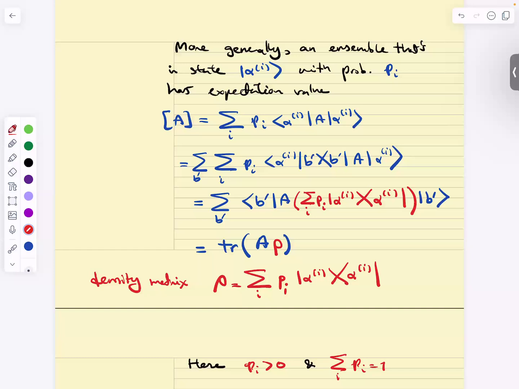So now you remember, what is the density matrix? It's a sum over i of p_i. It's a sum of a bunch of terms. Each term is what? Ket alpha i, bra alpha i. You've seen this operator before. What is this object? We gave this a name. It's a projection operator, it's self-adjoint.